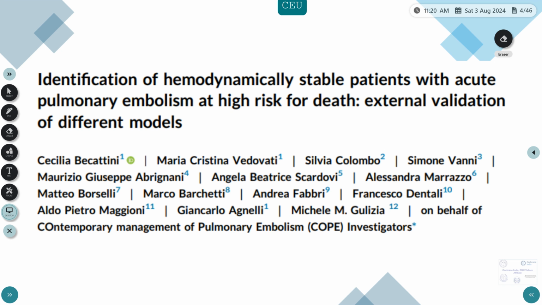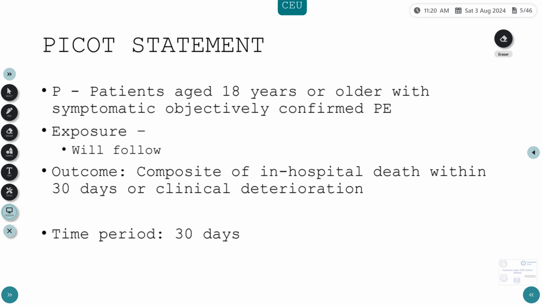So this is the article that we looked at. We looked at hemodynamically stable patients with acute pulmonary embolism and we looked at the risk of in-hospital death. In this article they've looked at different models to predict the risk. We will go through each of them. So coming to the PICOT statement, the patient population that was looked at were patients aged more than 18 years with symptomatic, objectively confirmed pulmonary embolism.